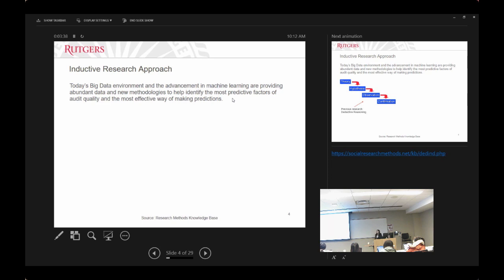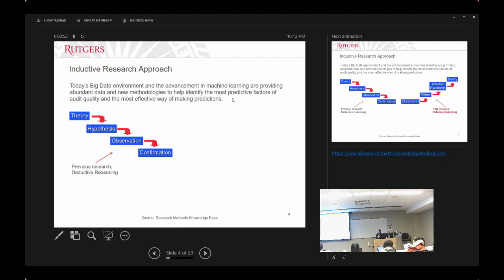To address these two questions, this paper adopts an inductive research approach, which is very different from the traditional research approach used in the papers that you read in this class. The previous research related to audit quality basically adopts a deductive research approach, where they start with a theory, then come up with hypotheses, then collect data, and then use the results to confirm their hypothesis.